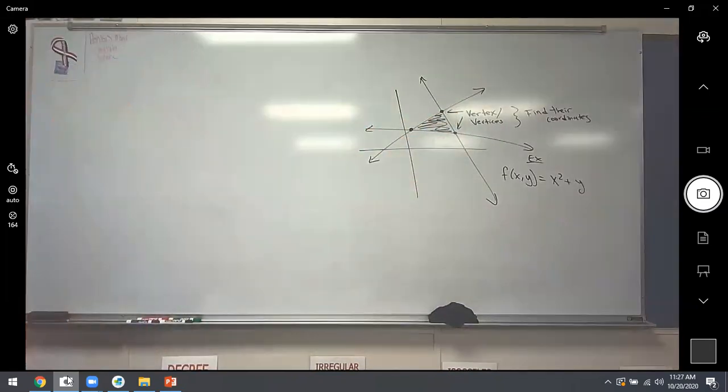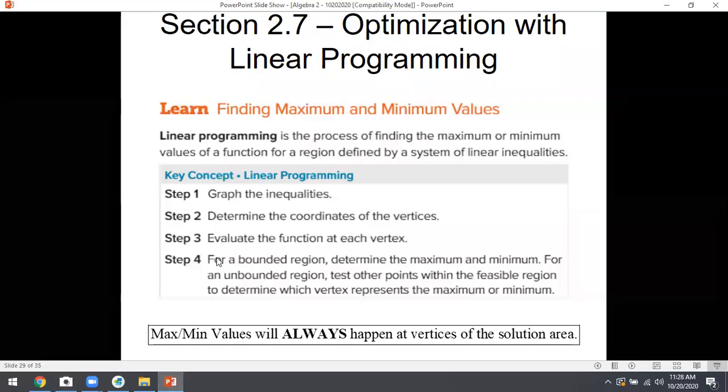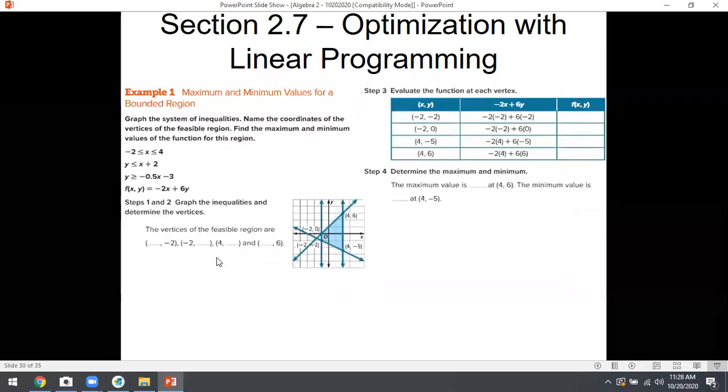That's the boundary of your region. You're going to plug it into your equation. You're going to see which one gives you the most and which one gives you the least. It's a simple concept, but it's going to get dang ugly. So let's look at a few examples and see how this thing goes.